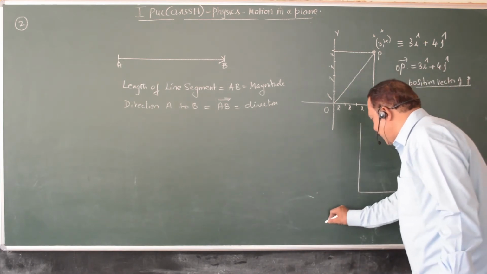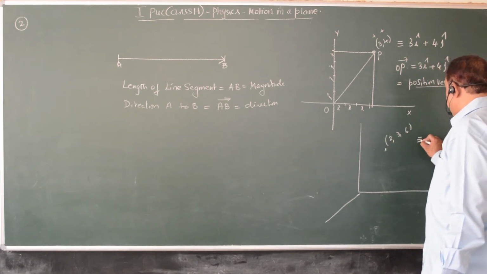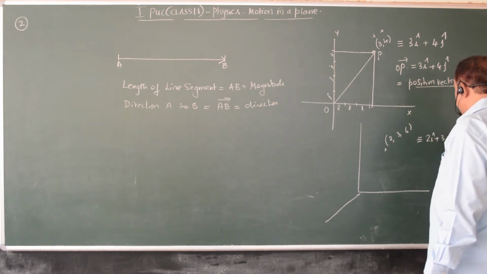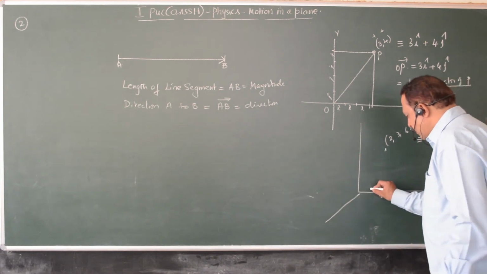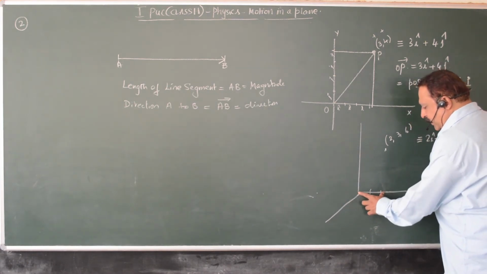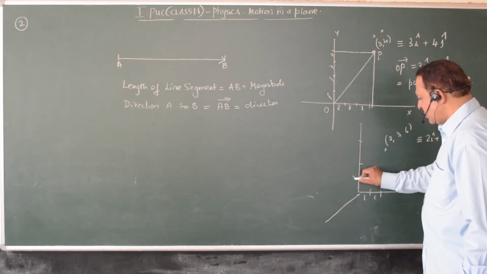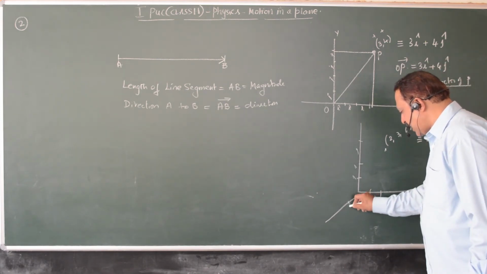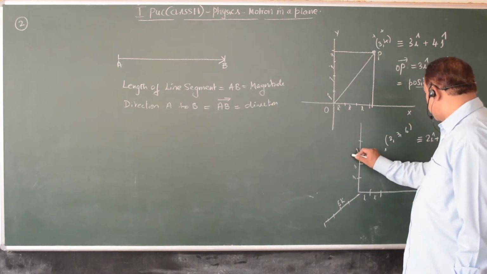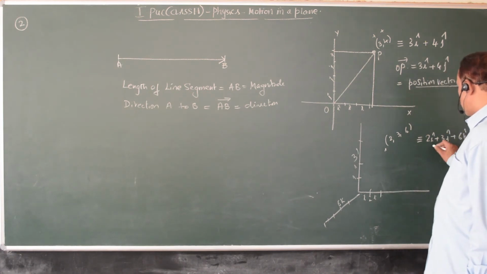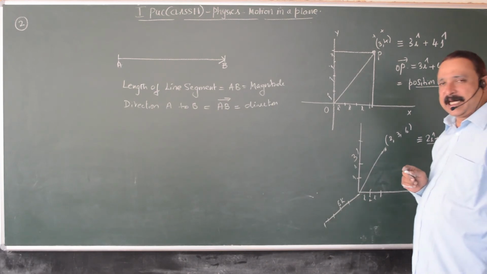Similarly, if you have a point in a 3-dimensional coordinate system, say for example 2, 3, 6, then vectorially this is 2I cap plus 3J cap plus 6K cap. That means to locate this vector, 2 unit vectors are covered on the x-axis, so I cap, 3 unit vectors are covered on the y-axis, and 6 unit vectors are covered on the z-axis. So totally, vectorially the position vector OP is 2I cap plus 3J cap plus 6K cap.